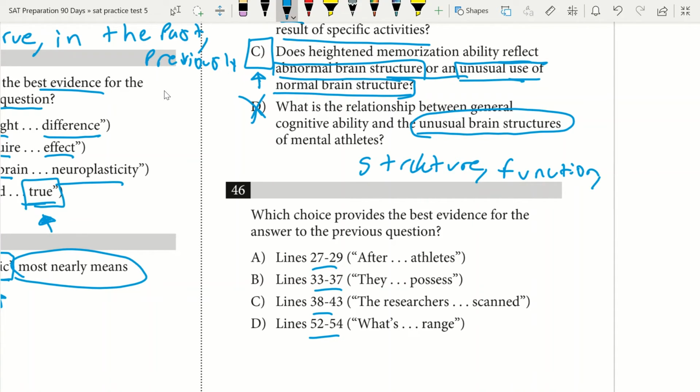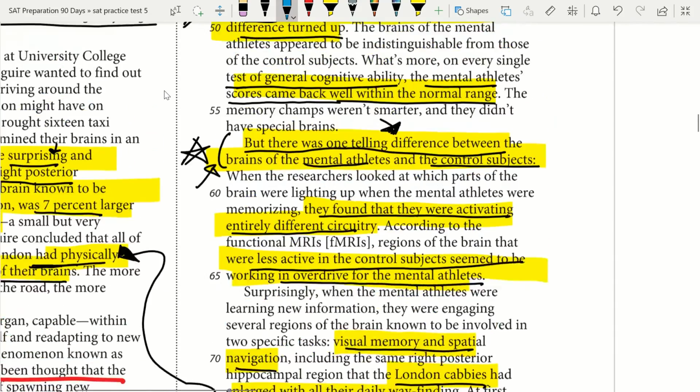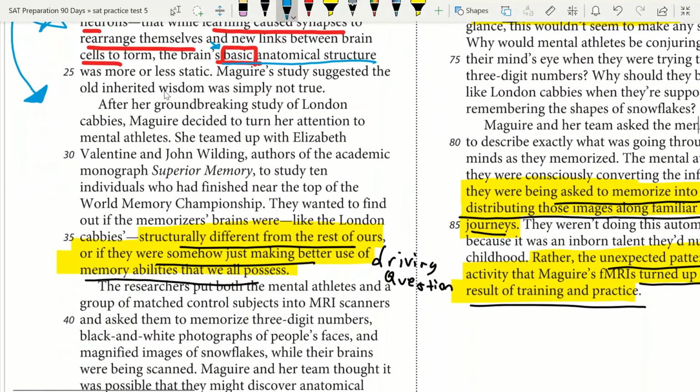Now in this case, if I look at my options, I have "after" and "athlete," so I'm not going to start there. If I look at the next one, I have "they" and "possess." Possess is good because we could be talking about possessing some abnormal trait in the brain. So I would say that that is a possibility for where I should start. I look at "researchers" and "scanned." Scanned isn't horrible, but I think possess is better just because we're talking about abnormal brain structure, and it's quite more likely that we would be talking about possessing some abnormal brain structure. So scanned would be the second spot that I'd go. This would be the first, and then I see 52 to 54. What's "range"? I'd say that that's my fourth spot. So this is the order that I would go through and check the evidence. So if I go to lines 33 to 37, I see that I've got 33 to 37.